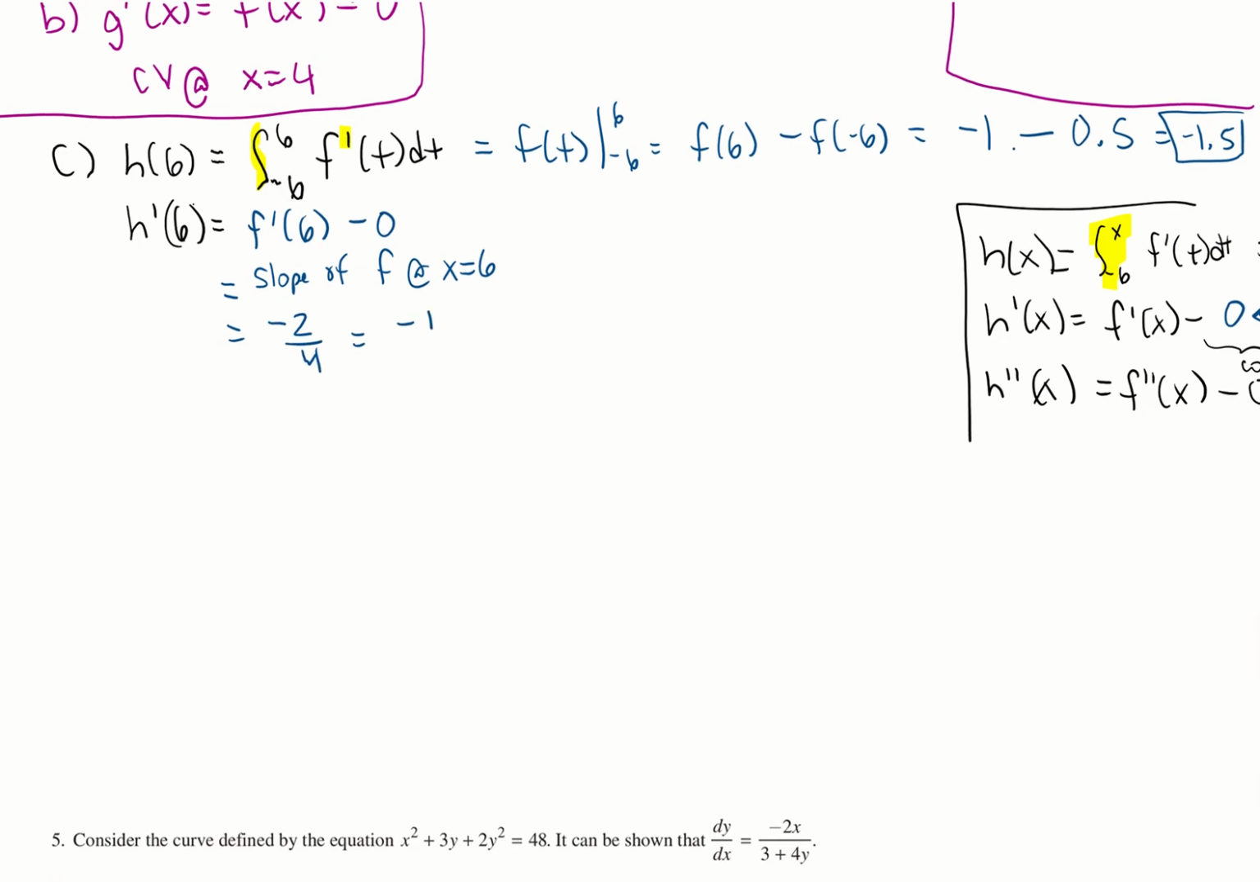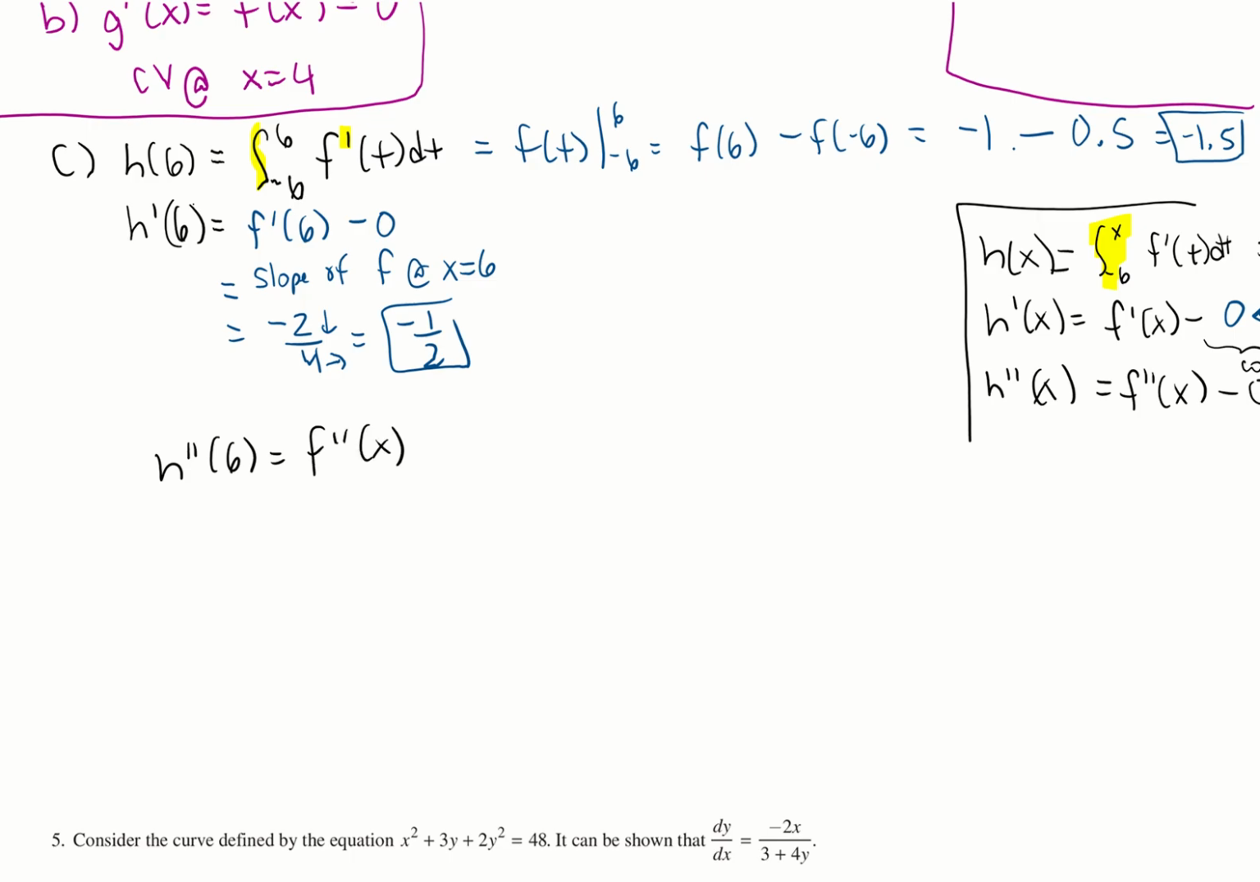Now, I would reduce it, but you actually technically don't have to. You are allowed to leave it down 2 and over 4, or negative 1/2, your choice. Okay, h double prime of 6 would be then f double prime of x.